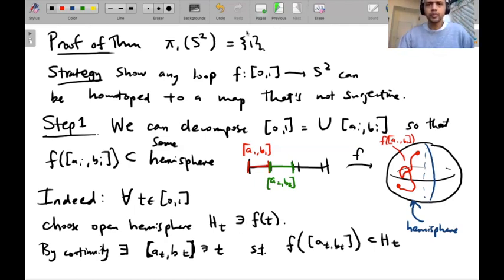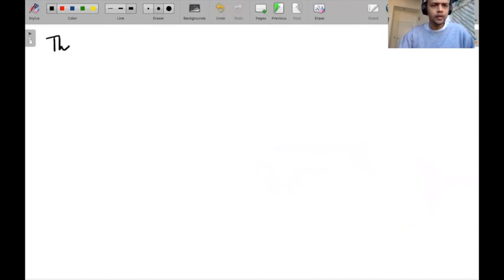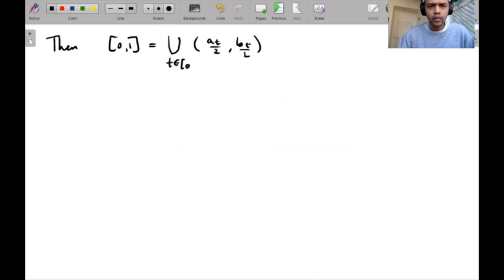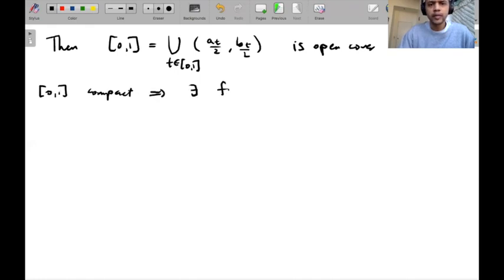And now, so then, this gives us an open cover. Maybe I should say, since I took these to be closed intervals, I should shrink them. So this is an open cover, and the interval is compact. So there's a finite subcover. And this finite subcover gives us exactly what we want.